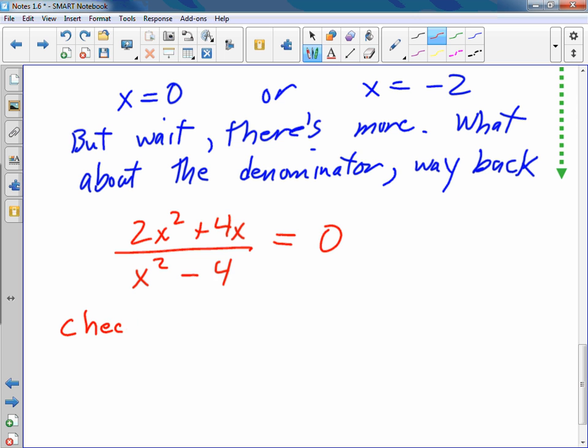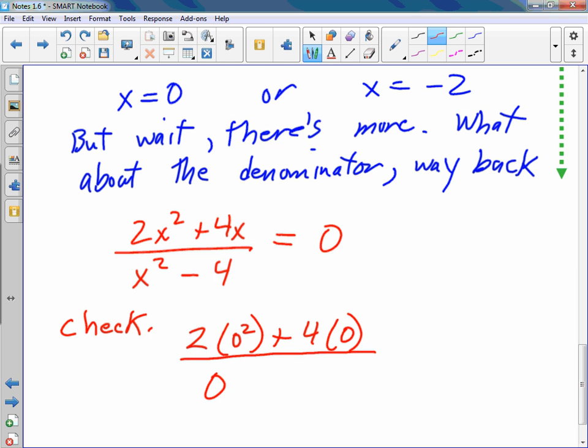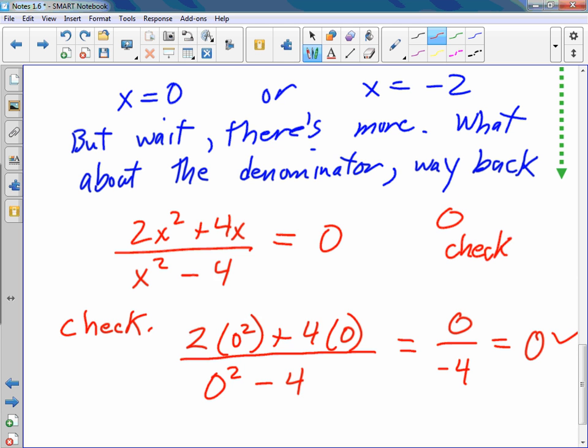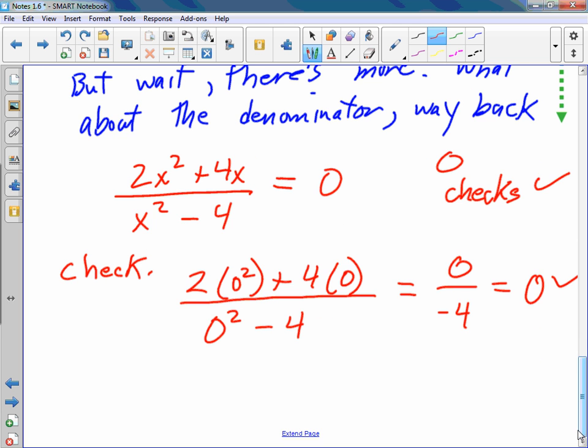Check. Plug in 0. 2 times 0 squared plus 4 times 0. Stay with it. Over 0 squared minus 4 equals what? 0 over negative 4 equals 0. Sweet, it works because it has to equal 0. Checks. 0 checks. Great. What about, what was our other solution? Negative 2. Let's check negative 2.